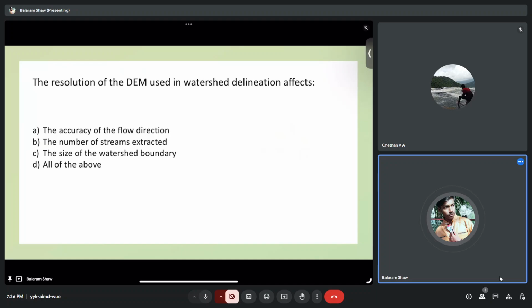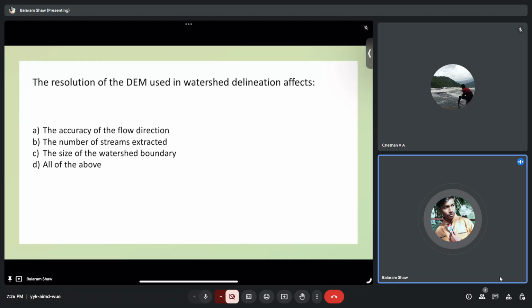Next question is about the resolution of the DEM. We have seen that DEM data can have different resolutions based on what satellite you are using. The resolution has improved a lot compared to maybe 20 or 30 years back, isn't it? So why do we want to improve the resolution of the DEM data? Can you tell what the resolution of the DEM used in watershed delineation matters for? Why?